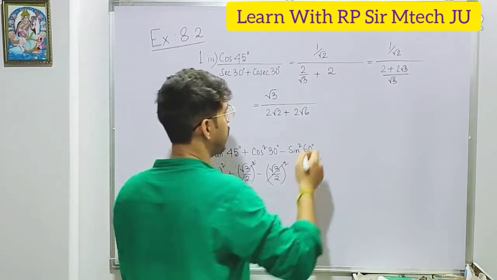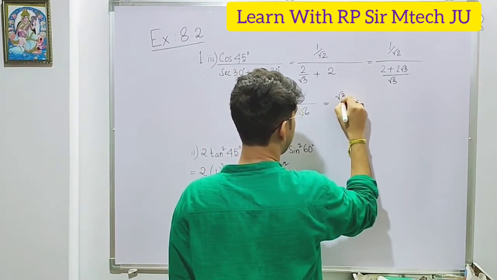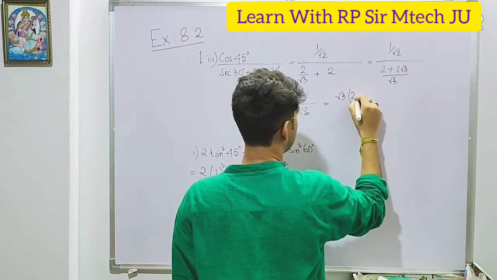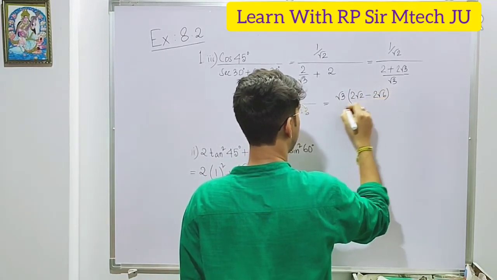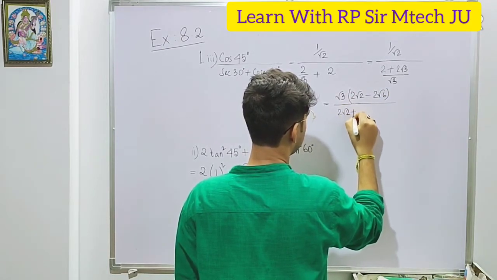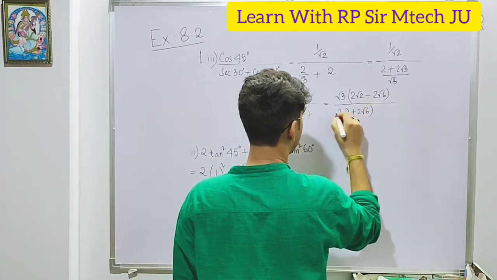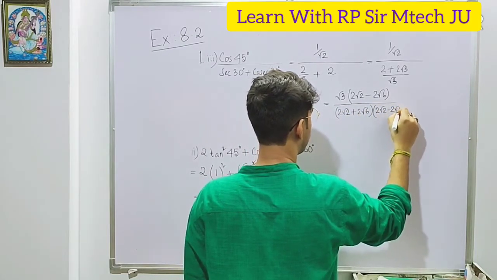Now we are going to rationalize. So to rationalize, we are going to multiply root 3 with 2 root 2 minus 2 root 6, and we are going to do the same with the denominator. Denominator was 2 root 2 plus 2 root 6. Now you multiply it with 2 root 2 minus 2 root 6.